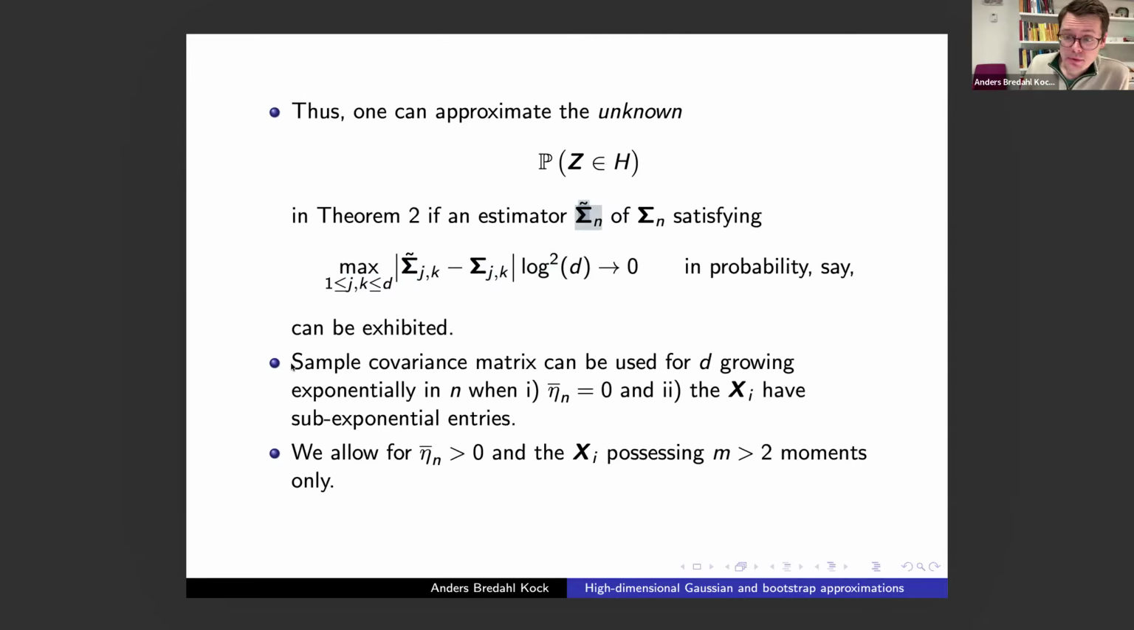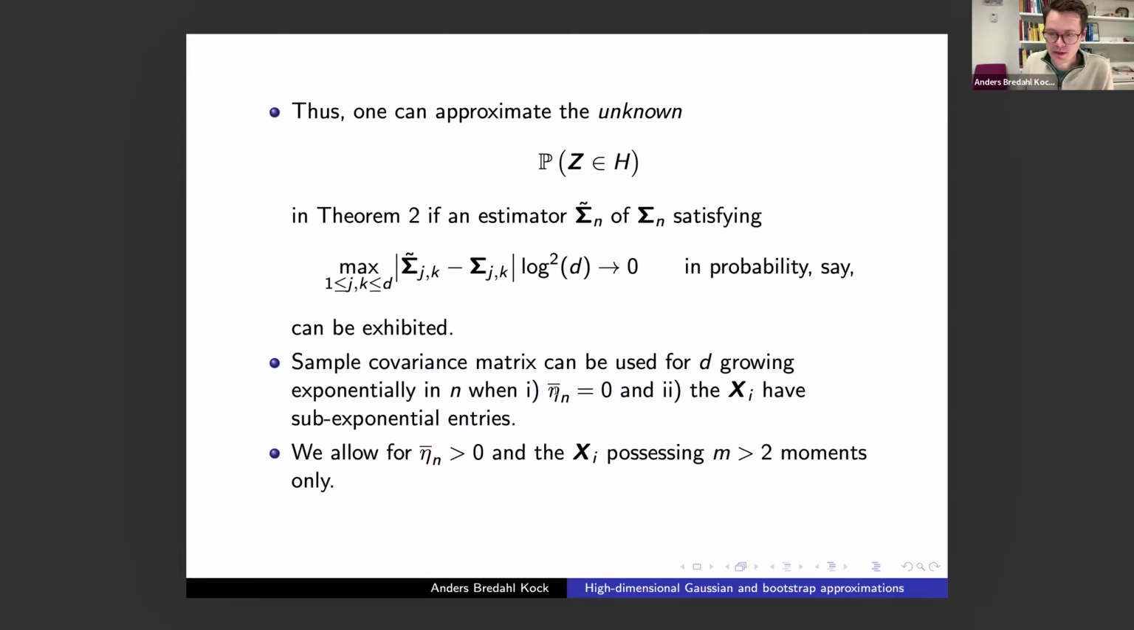One guess is, of course, the sample covariance matrix. And this can indeed be used for d growing at an exponential rate in n if there's no contamination and the xi's have sub-exponential entries. Then one can show that the sample covariance matrix is precise in this maximum entry-wise metric here. Not in other metrics such as the spectral norm, but in this one it would suffice.